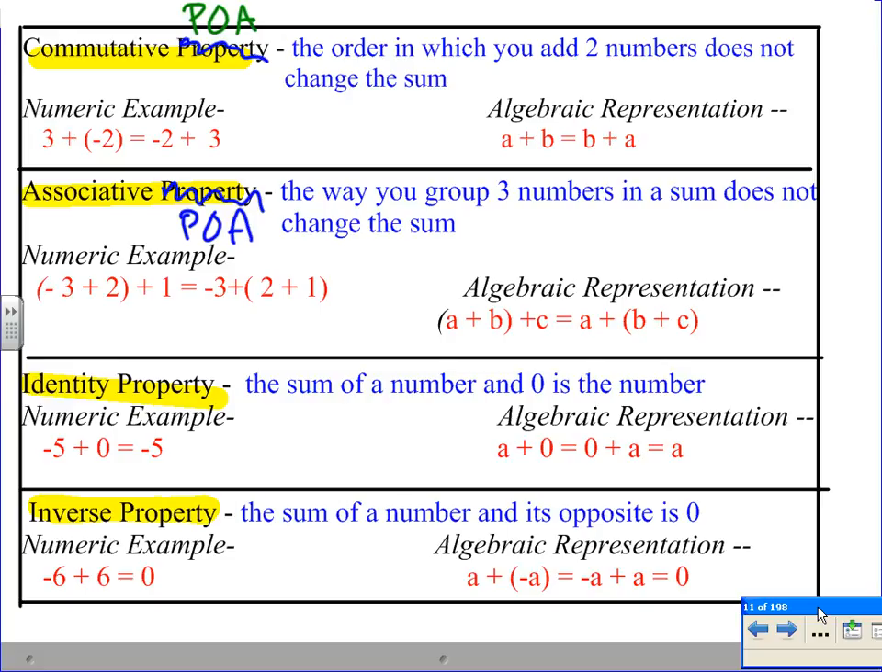When you finish that, I want you to try to complete letters A through D below, without looking at the notes if you can. And these are all property of addition.